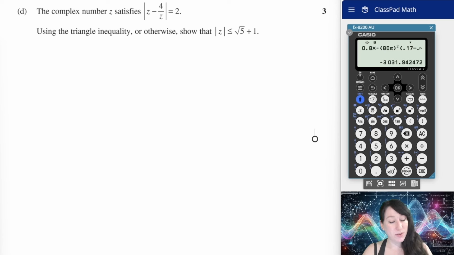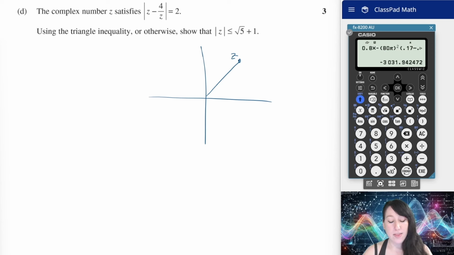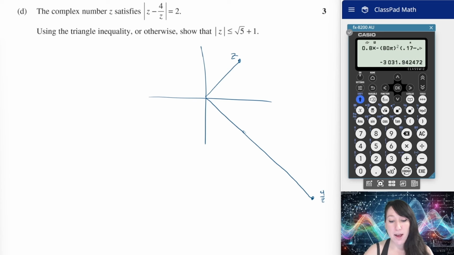So, if you like, you could do a quick sketch to help see where the triangle inequality comes in here. So if we just draw an arbitrary complex number z, then what would 4 over z look like? Well, we would take 1 over z and then times it by 4. So 1 over z would be here, and then 4 times its length. And then z minus 4 over z would be this here. And we are restricted to the length of this difference being 2.